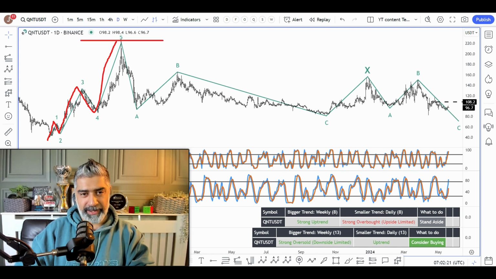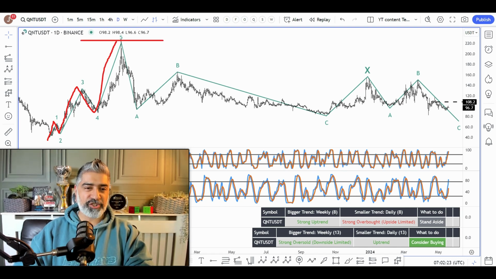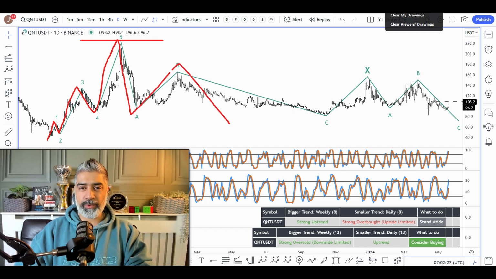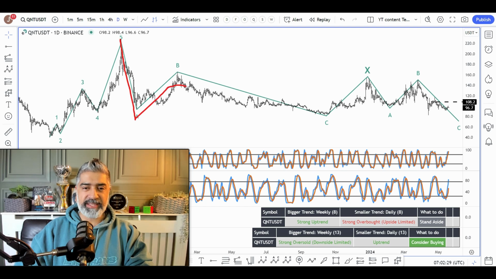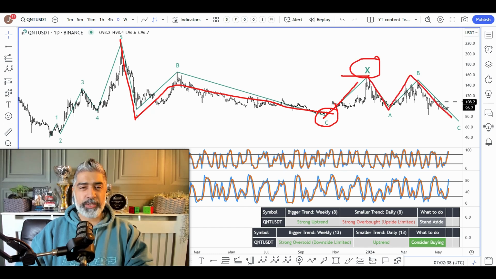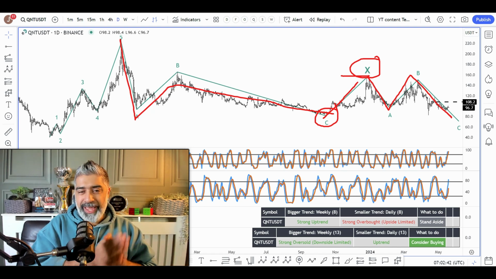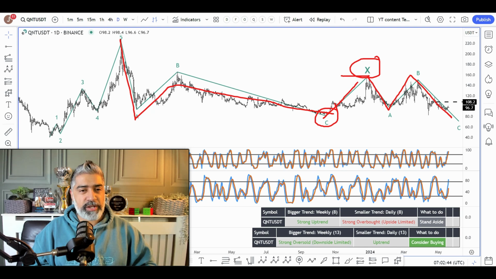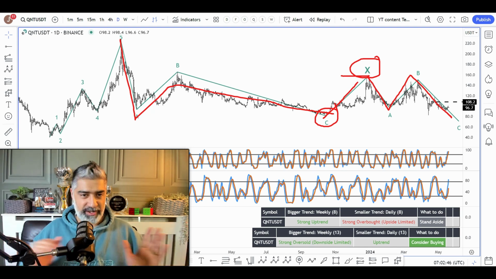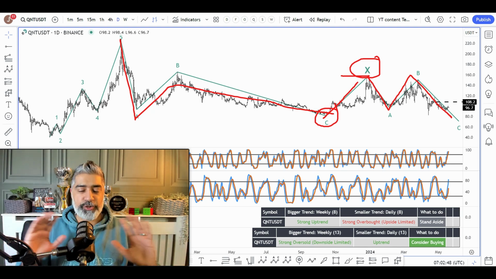No doubt about it. Now, the most common typical correction is an ABC correction. But we can see here with QNT, it was an ABC, very drawn out. And we had some type of move in between, which we're calling an X, and then another, what looks like to be an ABC. So in other words, called a double ABC. So anything that's not a simple ABC zigzag, in Elliott wave terms, it's called a complex correction. And this has been very long and very drawn out.